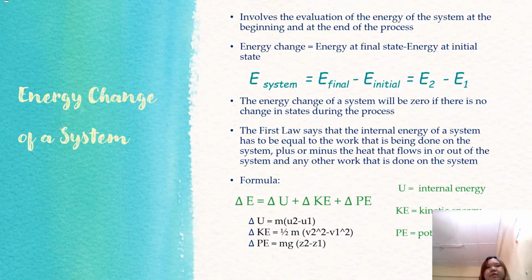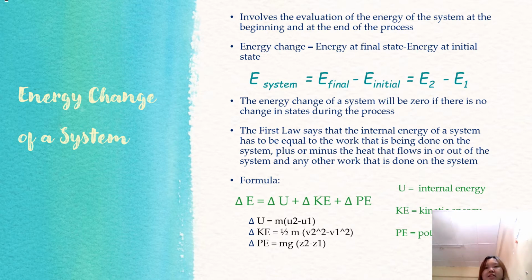The energy change of a system involves the evaluation of the energy of the system at the beginning and at the end of the process. The formula is energy change equals energy at final state minus energy at initial state, or we can say energy 2 minus energy 1. The energy change of a system will be 0 if there is no change in states during the process.